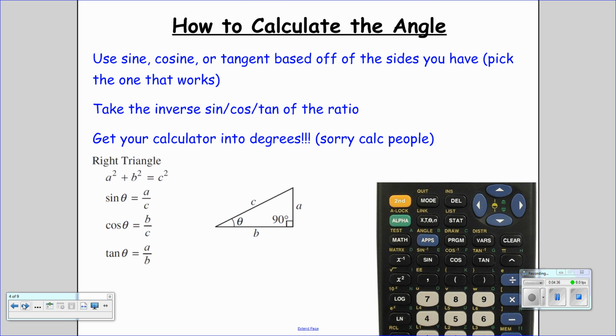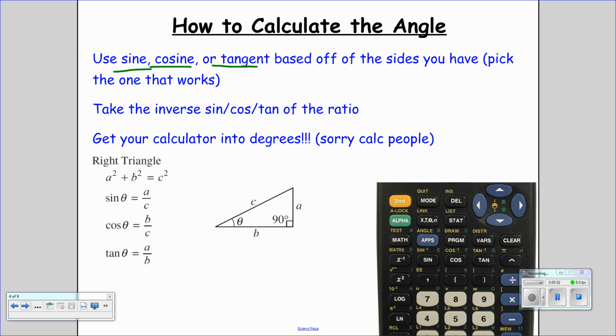All right, part 2, how to calculate an angle. How do I find the angle if I know two of the sides? Okay, it doesn't matter which two sides I know. As long as I know two sides, I can always find the other side and also the angle. You're going to use sine, cosine, or tangent. Okay, which one you use is going to depend on which sides you have.